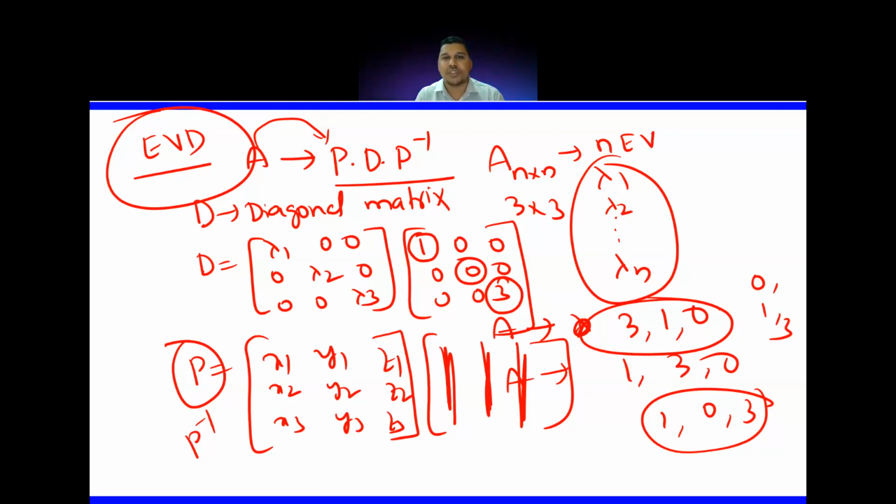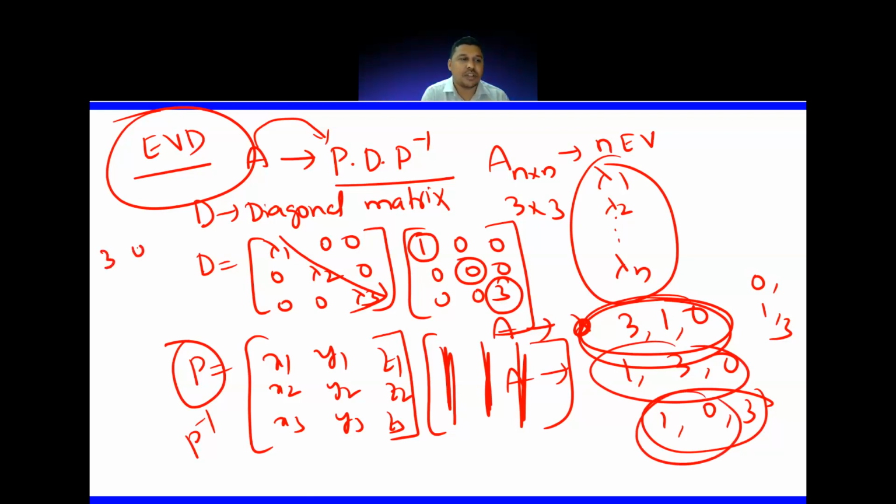But as a standard, in most of the books they have written that it is best practice to always have these in decreasing order. It means if the eigenvalues are 3, 1, 0 or 1, 3, 0 or 1, 0, 3, whatever, write them in decreasing order. So 3 should come first, then 1, then 0. There is nothing wrong in taking any order, but the standard recommended is to put them in decreasing order.